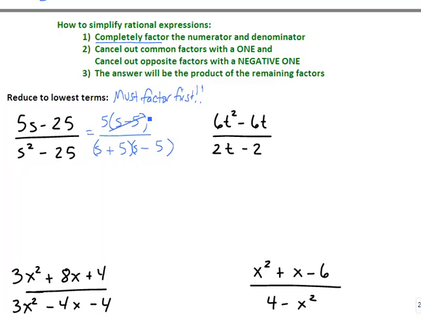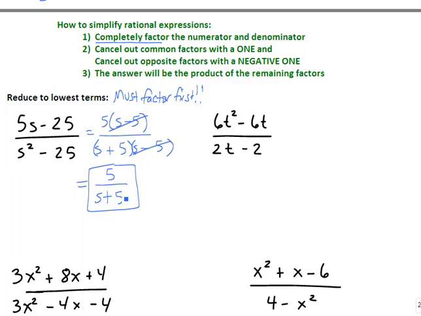In this case, s minus 5 and s minus 5 are exactly the same, so they're going to cancel out to a factor of 1. So our answer is going to be whatever's left over. We have a 5 left on top and an s plus 5 on the bottom, and here's our final solution.